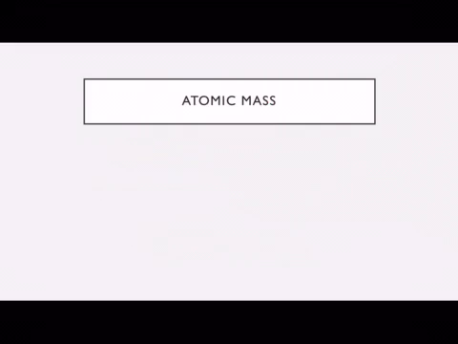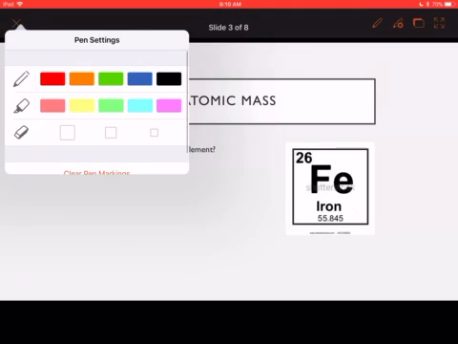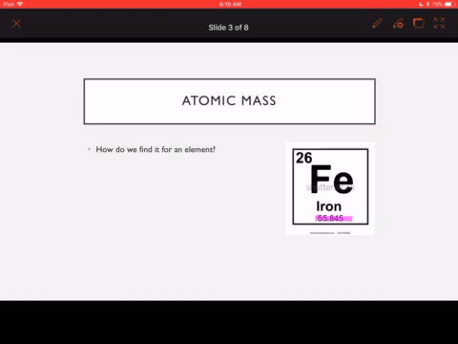All right, so this takes us to atomic mass. So how do we find it for an element? Well, we look at the block on the periodic table. So this number down here is telling us the atomic mass of iron. And that is going to give us the information we need to do the molar math problems. And it's looking at a whole sample of it. Now, why isn't this a whole number? It's because it's an average.